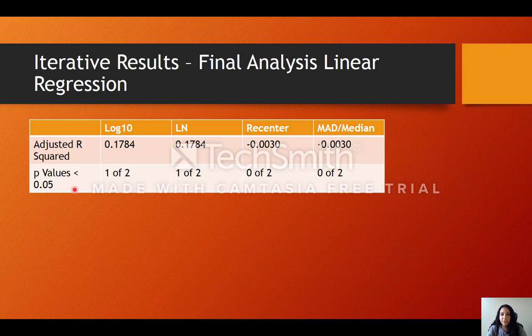And then also the p-values of the coefficients. We could only ever get one of the two values we were using, call duration and number of calls, to be statistically significant in our linear regression model. And even when we removed the insignificant coefficient and reran the regression, it didn't improve the overall fit of the model by any means.